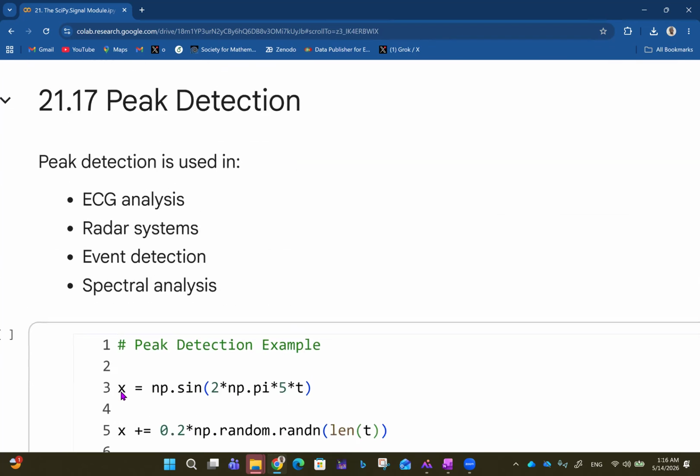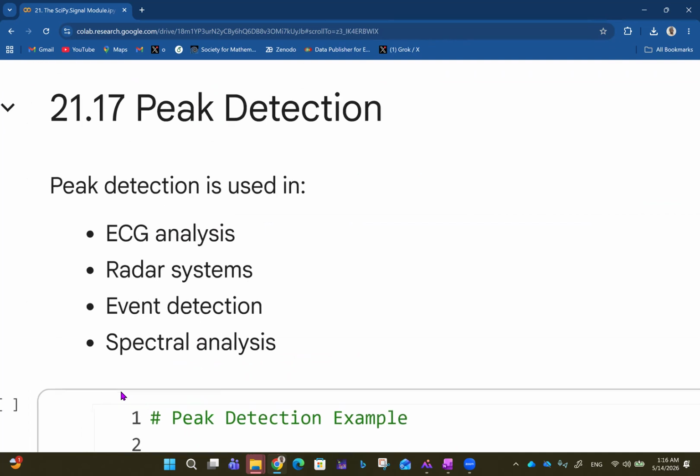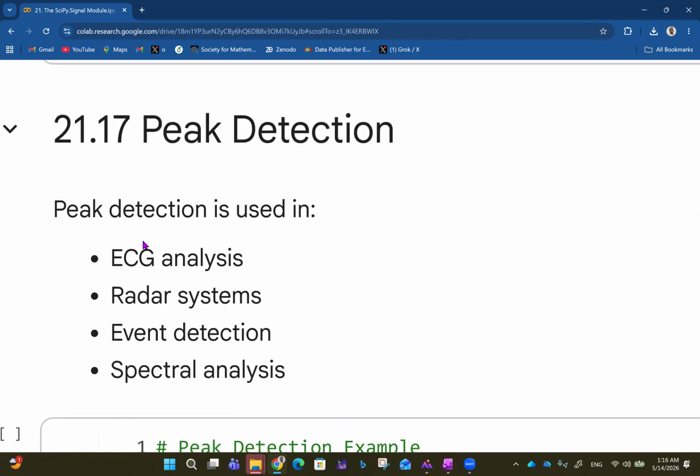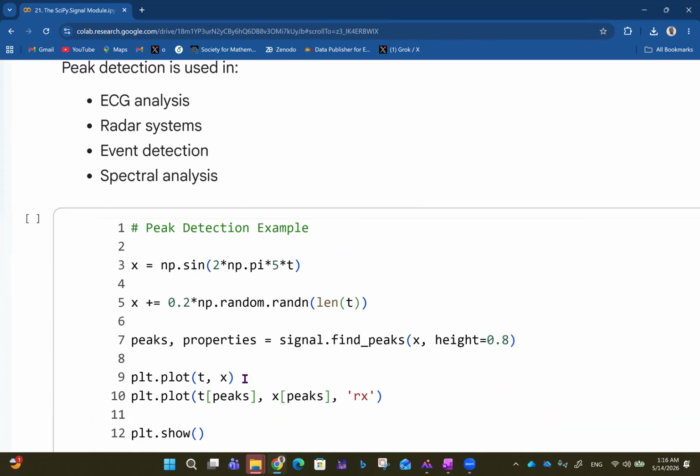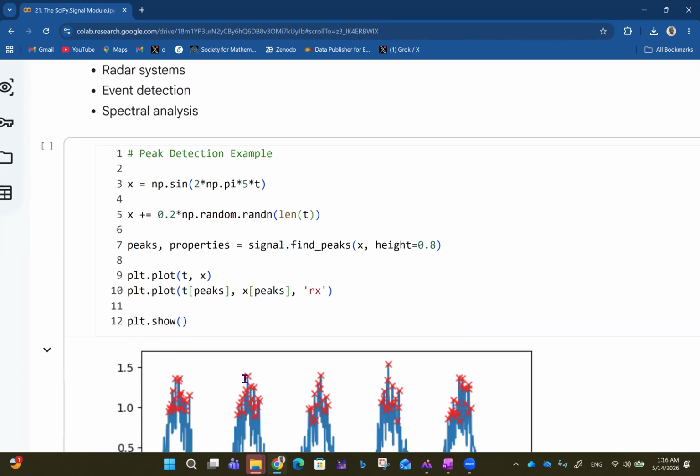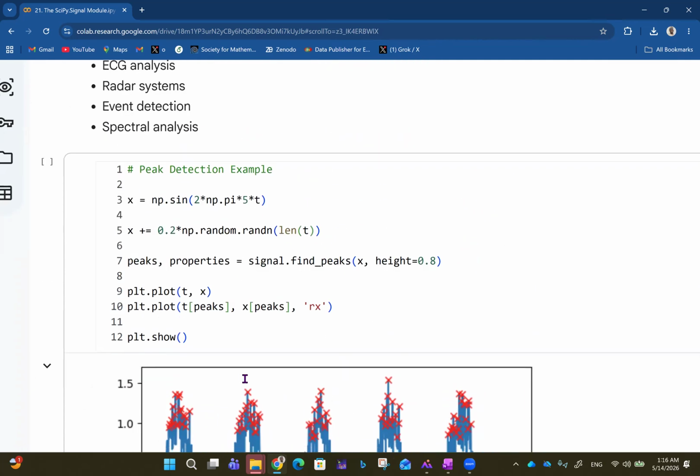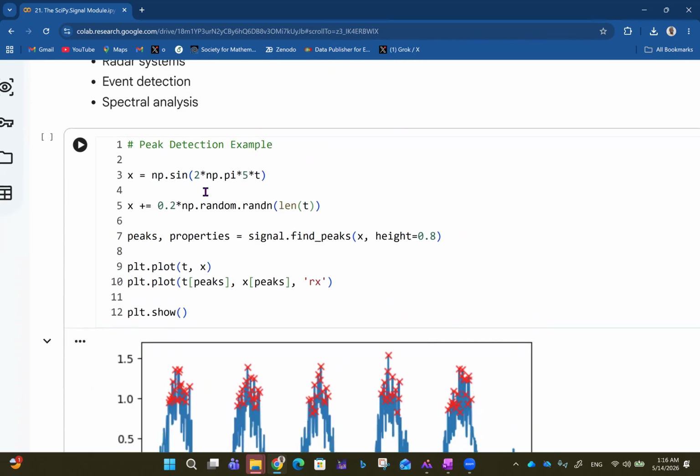Then there's also the idea of peak detection, which we also saw in the last video. Peak detection is used in ECG analysis, radar systems, event detection, and spectral analysis. So for peak detection, imagine you have x is sine 2 pi 5t, then x plus equals 0.2, so you have some noise being added to that.